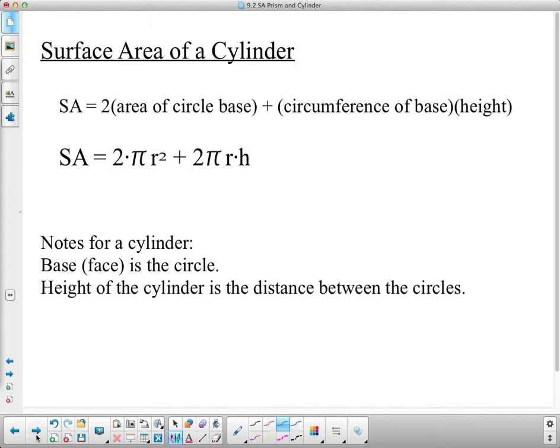The height of the cylinder is the distance between the two circles. So even if it's laying down like a tube of something, the height is not on the circle. The height is the distance between the two circles. So it doesn't always go vertical.